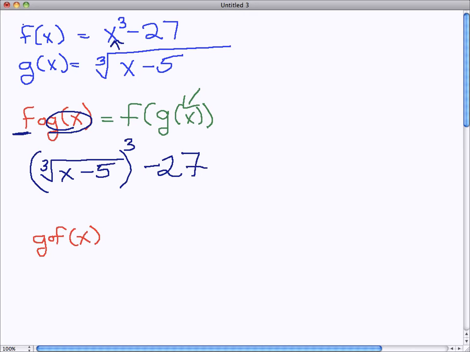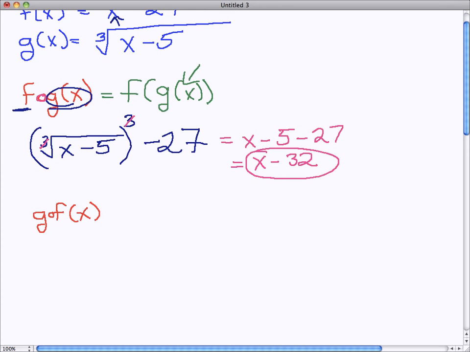Now I can do a little bit of simplifying. Remember that a cubed and a cubed root will cancel each other out, and I'm left with x minus 5 minus 27, or x minus 32, if we do some combining of like terms. So we would say that f of g of x is equal to x minus 32. Now I know when you're typing out your work, you don't have this little squished o to use as a symbol, so a lowercase o is perfectly fine.